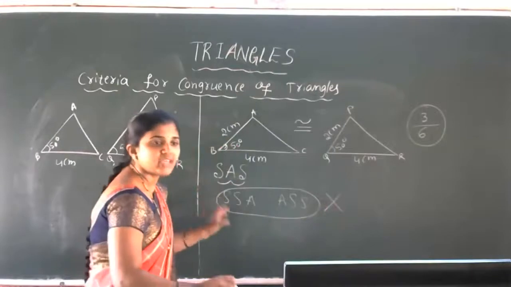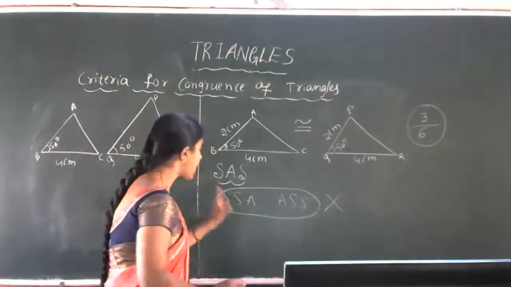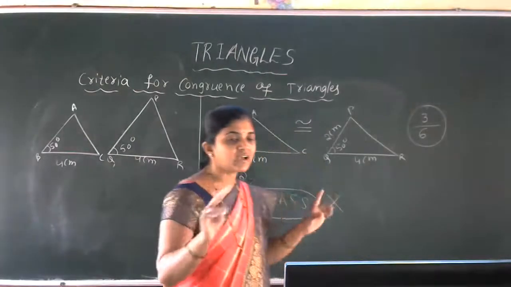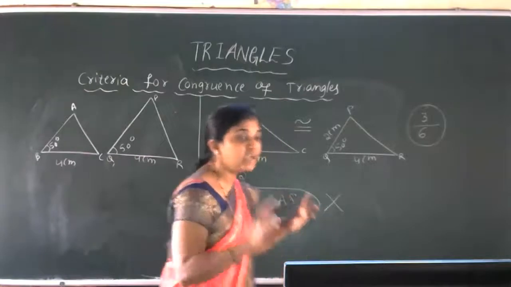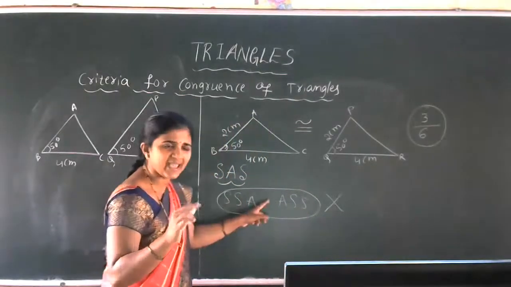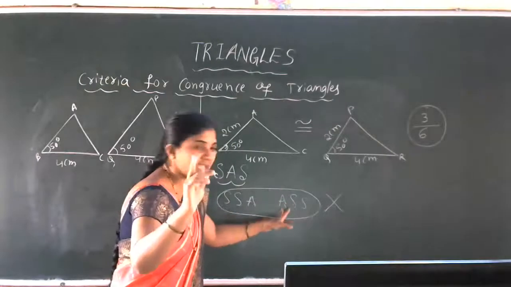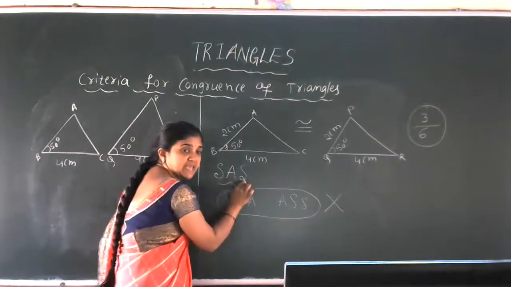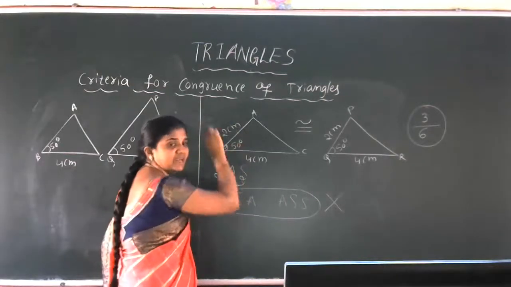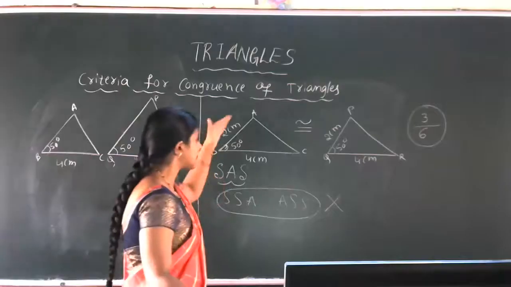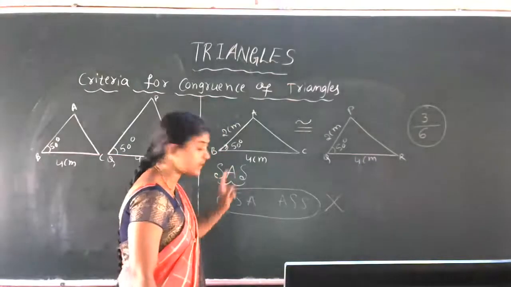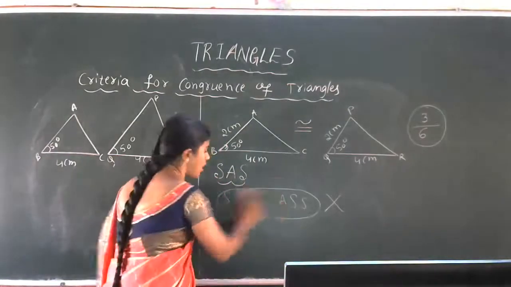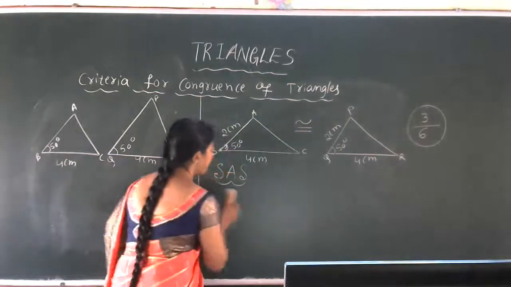So these two are wrong. Is that clear? We cannot take the congruency criteria like SSA or ASS. Keep it in mind. When two triangles are given, we cannot match with SSA, any two sides and any angle. Any angle and any two sides, we cannot cover that one. Only we can take SAS: side, included angle and side. Is that clear, students? So, first criteria. Got the idea? We cannot write SAS in the form of SSA or ASS. These are wrong.